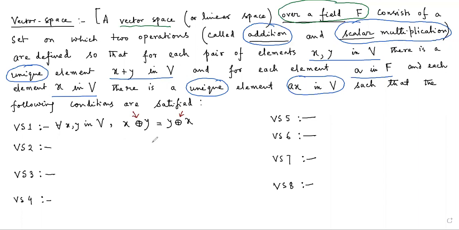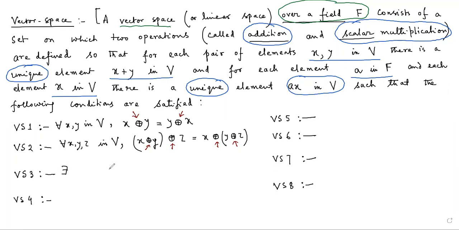The next property is for all x, y, z in V, x plus y plus z must be equal to x plus y plus z, with the grouping changed. Okay, just look at the notation that I am using. I'm just highlighting the important points. You have to be very careful about this.